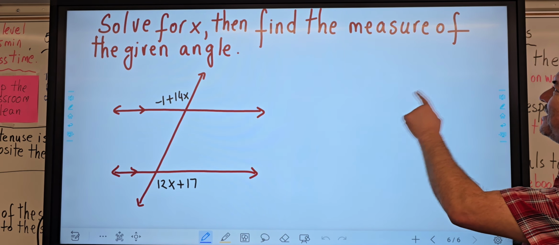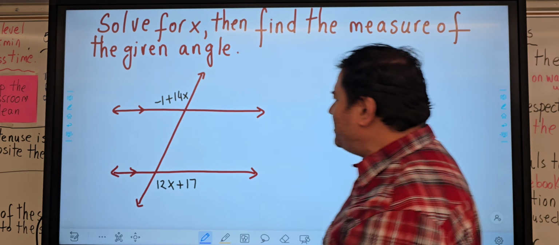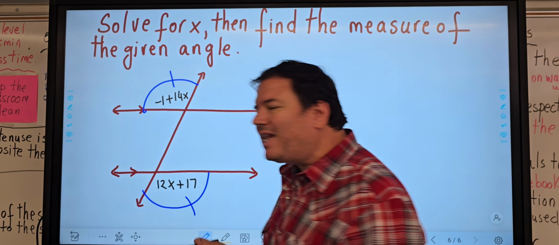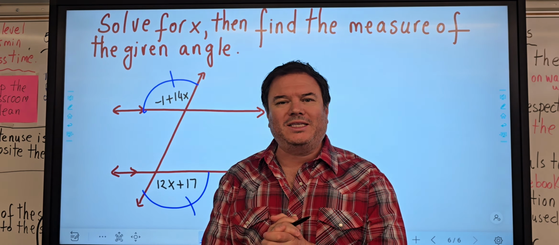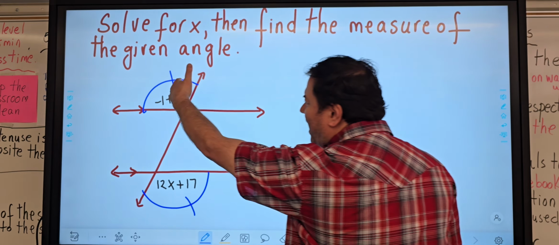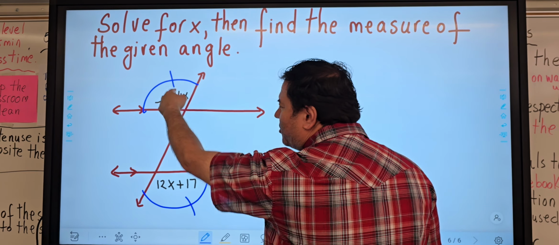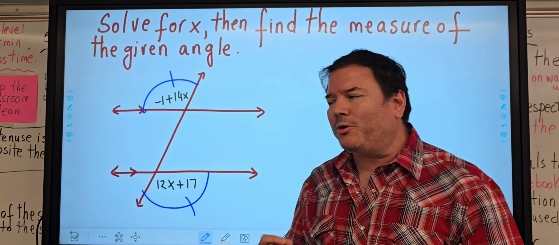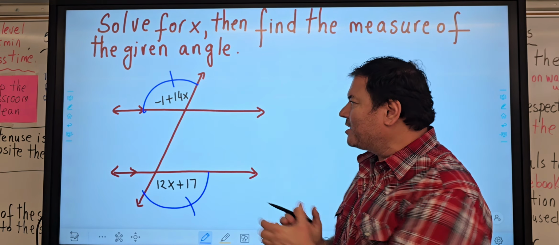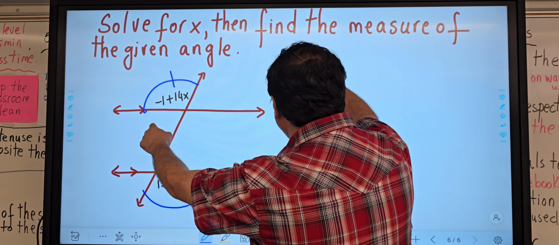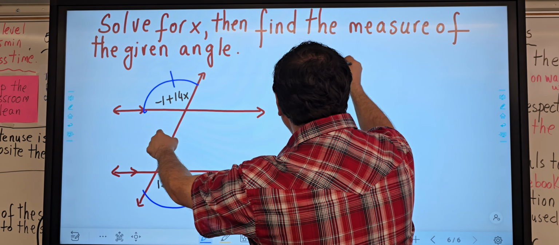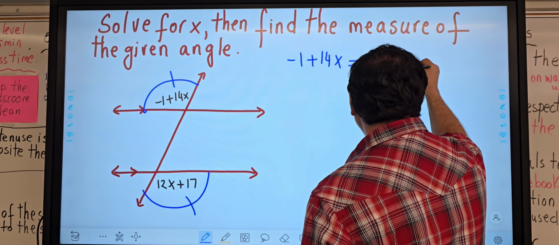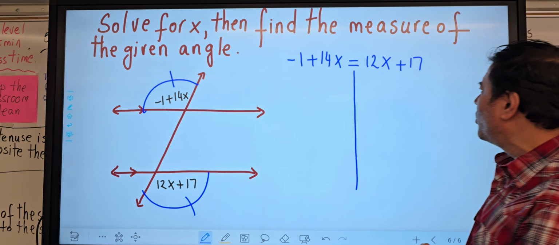Solve for x, then find the measure of the given angle. In this case, we have this angle over here, and again we have this angle over here. And just like in one of the examples we did today in this lesson, these angles are alternate exterior. So here we are going to use the alternate exterior angles theorem. By that theorem, we need to equal these angles to each other. So the first angle we have negative 1 plus 14x equals 12x plus 17. And now let's solve for x.